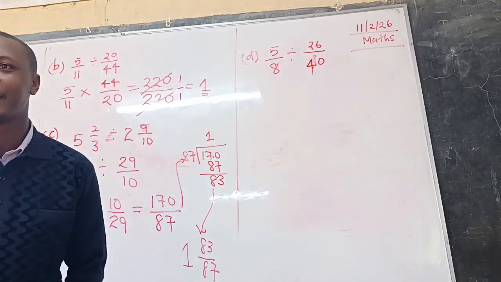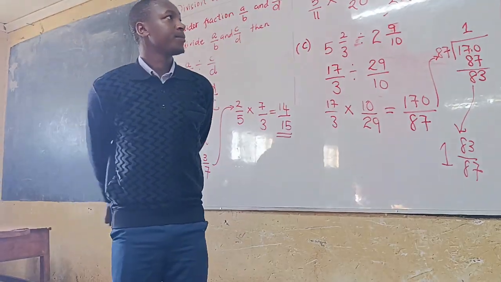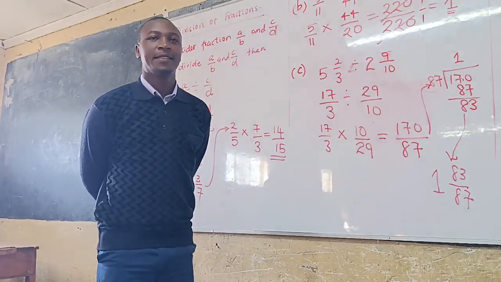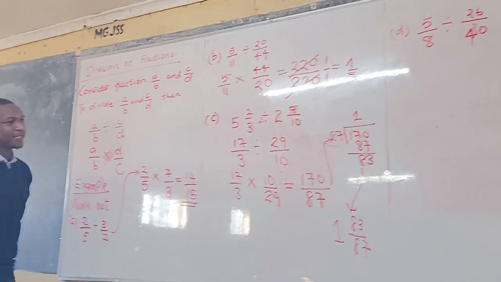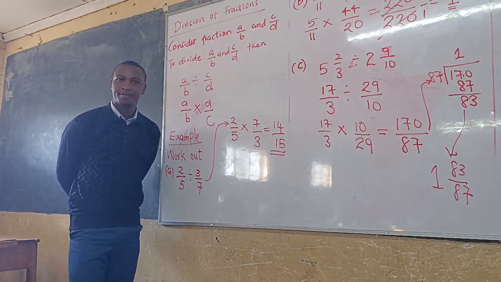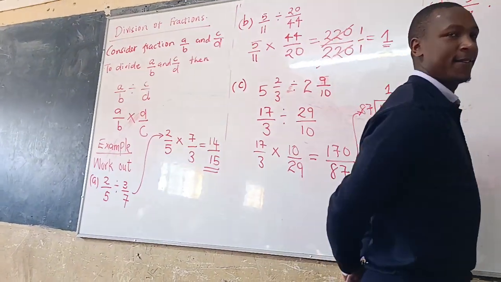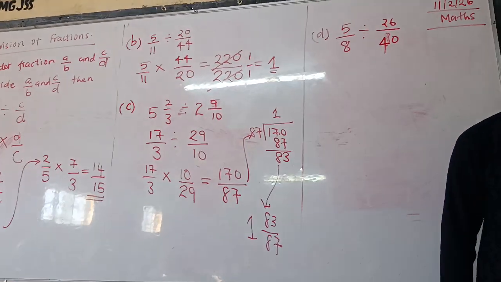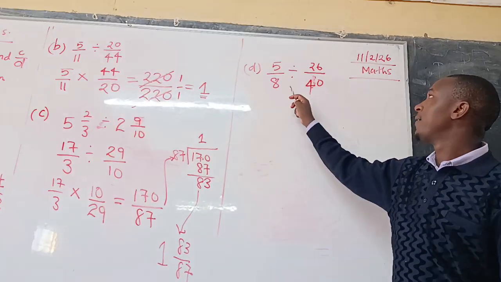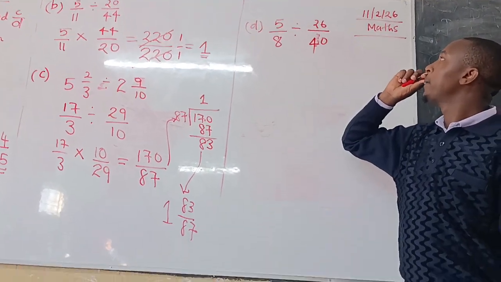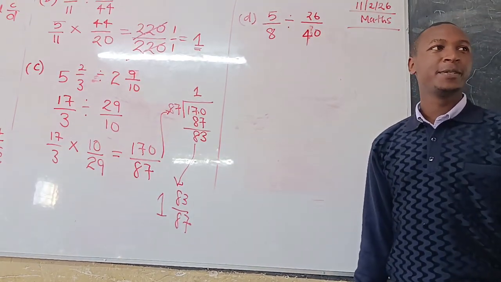Who is the first to finish? 5 over 8 divided by 26 over 40. The first one to finish?